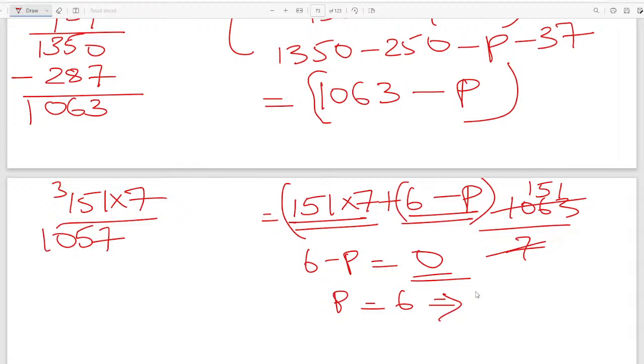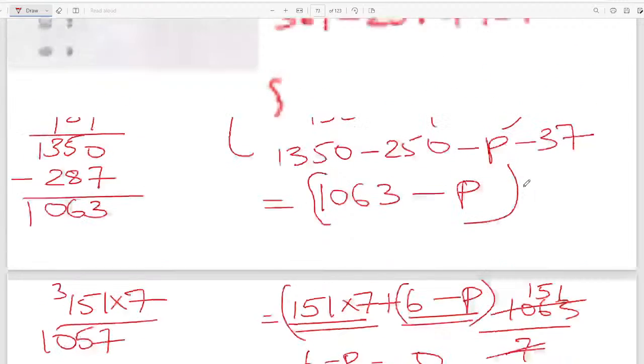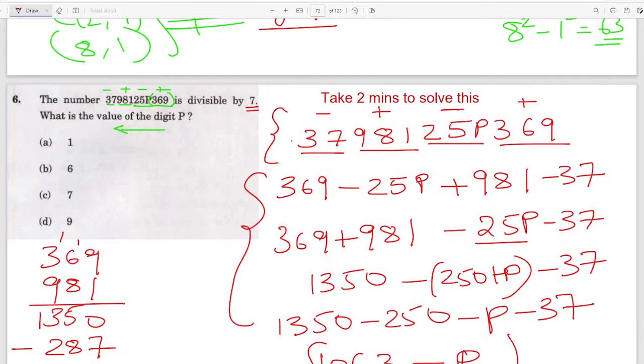So this implies 6 minus p is equal to 0, so p is equal to 6. So hence, to make this big number divisible by 7, p has to be 6. So the correct answer is option B. Hope this is clear. If you have any doubts, please ask.